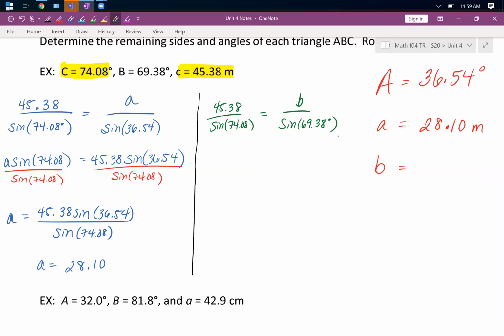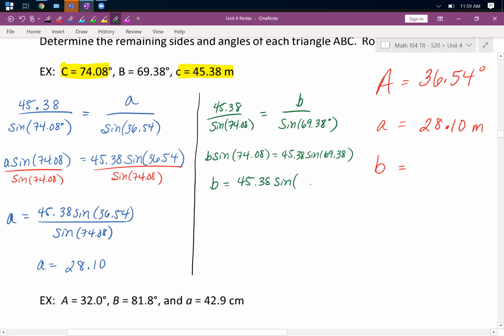And we do the exact same thing. We'll cross multiply. And then we'll divide and we get B to be equal to 45.38 sine of 69.38 all over sine of 74.08. We'll plug that whole thing into our calculator at once and round to the nearest hundredth.